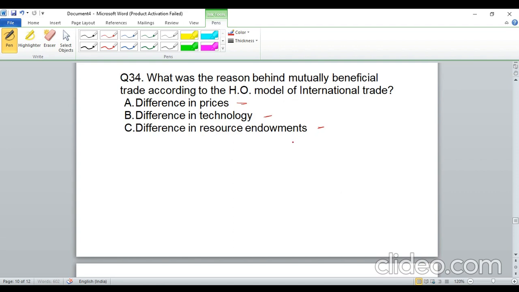If you know what the HO model is, the correct answer is difference in resource endowments, because all other things, like technology, the HO model assumes to be constant. It is because of the difference in resources, that is, if one country is capital abundant and the second country is labor abundant, then only mutually beneficial trade will be possible between them. So I think a very simple question, the answer should be C, that is difference in resource endowments.